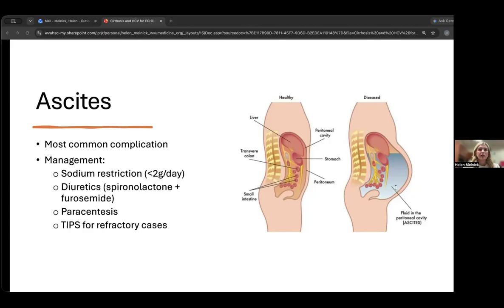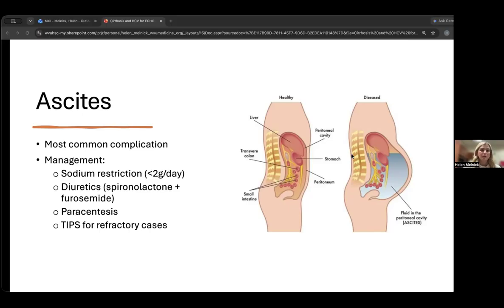The things that we look at specifically are the SAAG. A gradient of greater than 1.1 indicates portal hypertension with high accuracy. We also look at a PMN count. Greater than 250 cells support spontaneous bacterial peritonitis, which we know is a big concern. It needs to be treated immediately. We also look at the total protein. Lower levels are typical of cirrhosis, whereas higher levels suggest a cardiac cause.